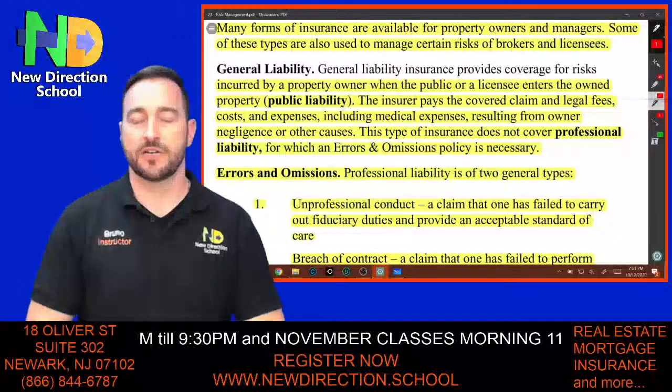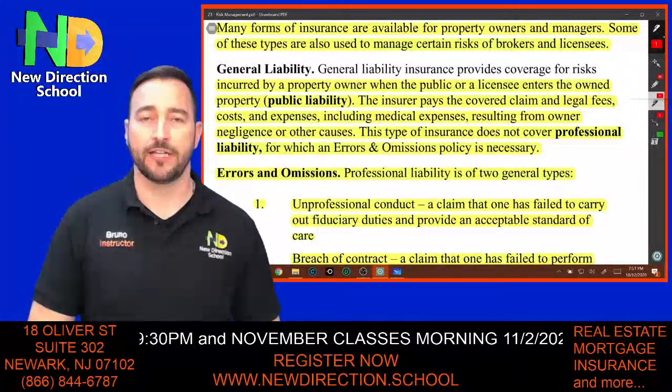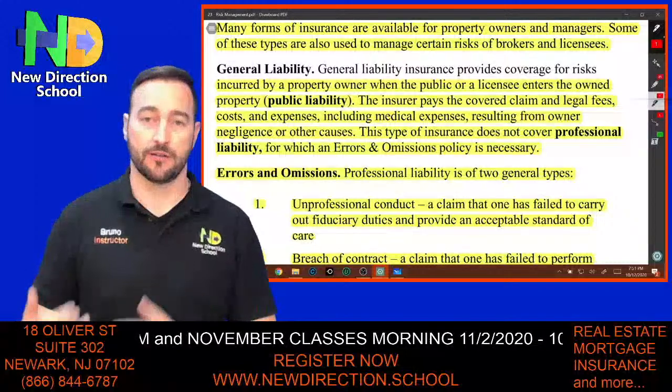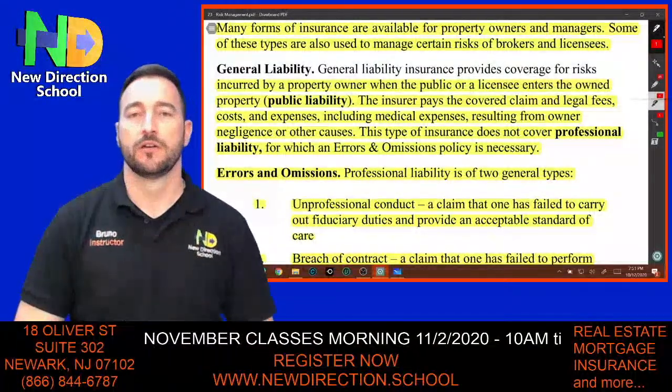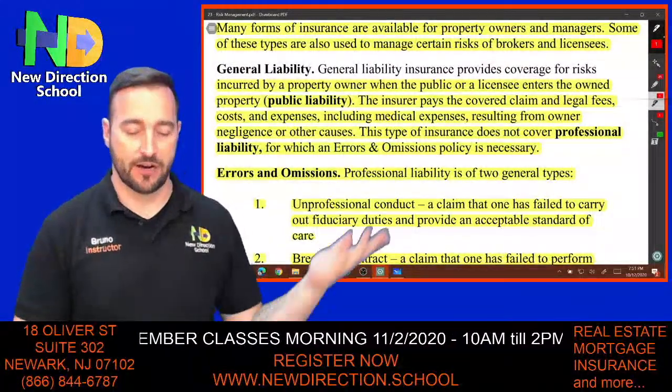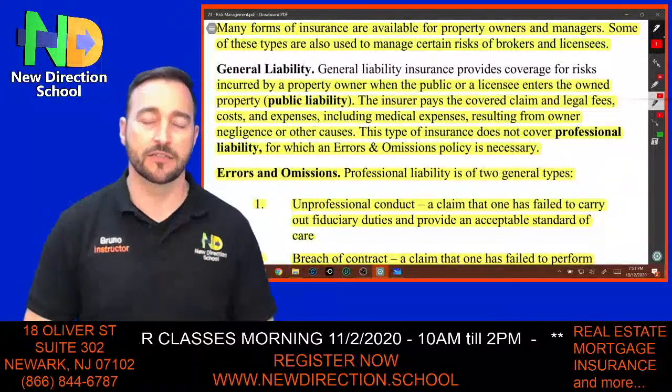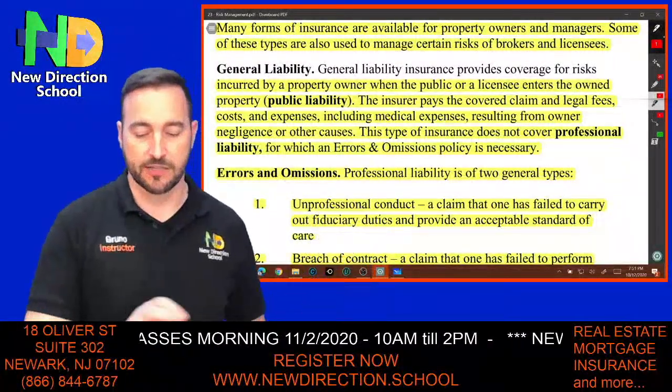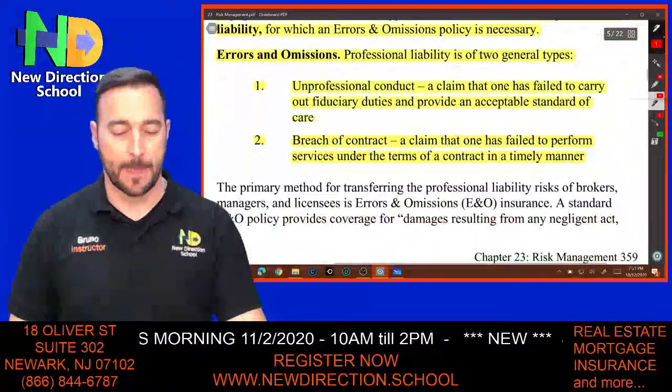We have workman's comp for our agents, because while they're out there, they're working on behalf of the company. So for that moment, workman's comp covers. We have errors and omissions. If you guys make mistakes, it covers unprofessional conduct, breach of contract, and so on.